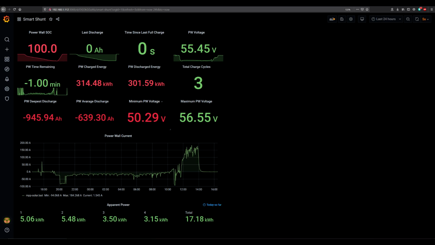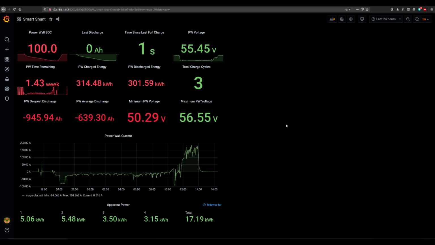It will record your minimum power wall voltage and maximum power wall voltage for historical data. Of course, you have the power wall current. I'm displaying it as a graph so we can see how many amps we are drawing at certain points of time. You can see it at zero, and this is negative, that's discharging, and this is my charge cycle from this morning.